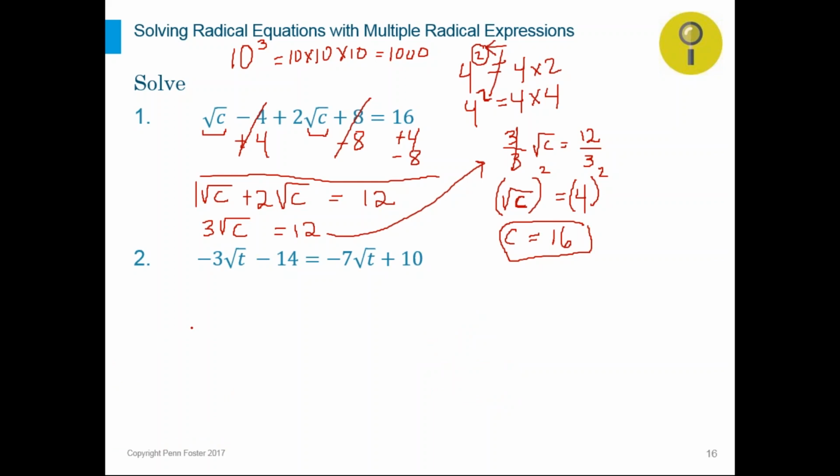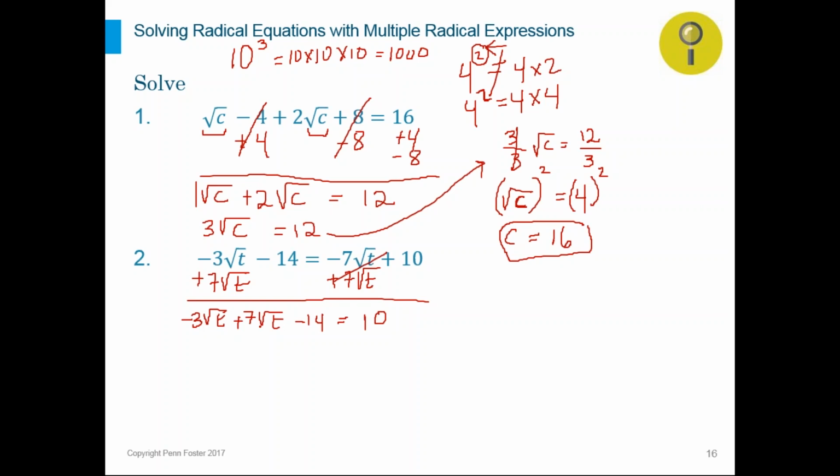Okay, so let's look at the equation. I need to bring this radical to the other side. What should I do? Well, since it's a -7 the square root of t, then add 7 square root of t to both sides. Okay, so let's reevaluate that. So that would be -3 the square root of t, which is this part, plus the one I brought from the other side, 7 the square root of t. I still have -14 equals to, that's a 0, and then I have a 10.